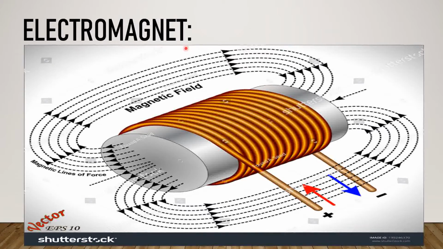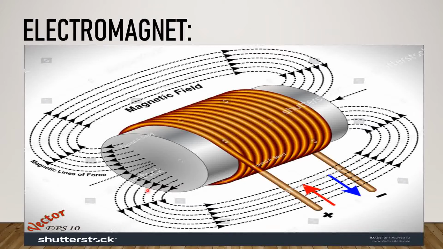Now let's learn about the strength of an electromagnet. It greatly depends on certain factors. First, the number of coils of the wire. With an increase in the number of coils, the strength of the electromagnet increases. As you can see here, there is a lot of wire wrapped around the core. See here: 1, 2, 3, 4, 5, 6, 7, 8, 9, 10, 11, 12, 13. There are 13 wire rounds wrapped around the core.